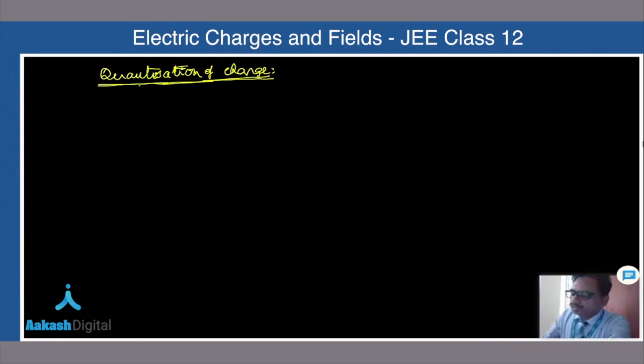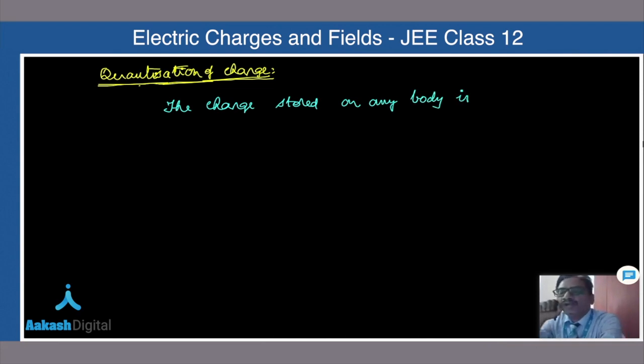What is the quantization of the charge? The charge is stored on any body when electrons are transferred from one body to another body. There may be transfer of 1 electron, 2 electrons, 3 electrons, 4 electrons. That means integral multiples of the electrons are transferred from one body to another body. As integral multiples of the electrons are transferred, you can say that is the quantization of the charge.